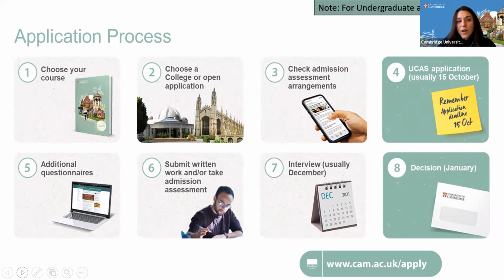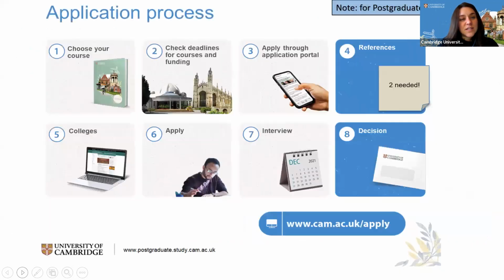Moving on to postgraduate applications now. These are slightly different. You will not apply through UCAS. You will apply directly to the University of Cambridge on our online portal as soon as you've chosen the course of choice. Unlike the undergraduate admissions process, at postgraduate level, you can apply to more than one course. And remember, the application will be directly to the university.